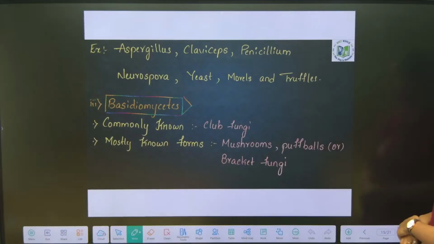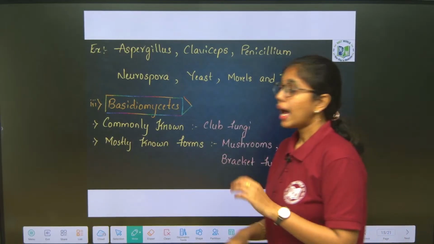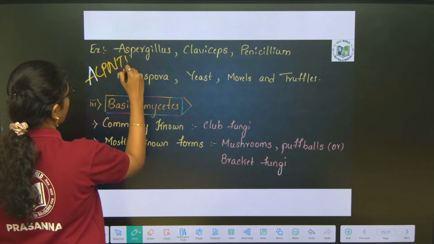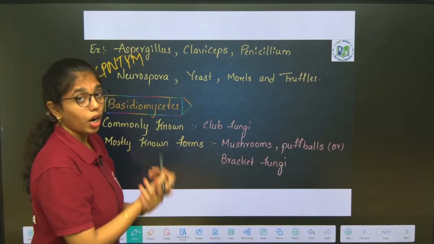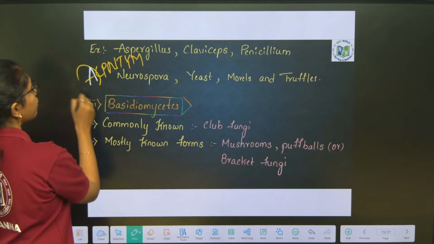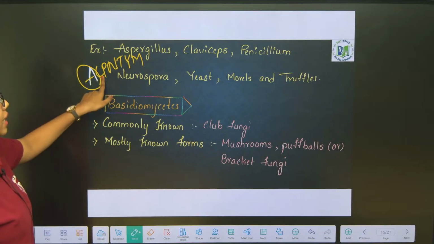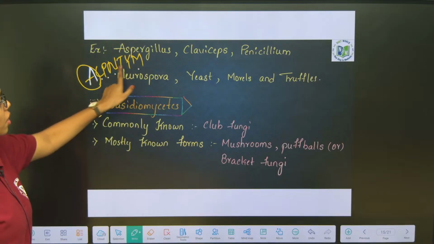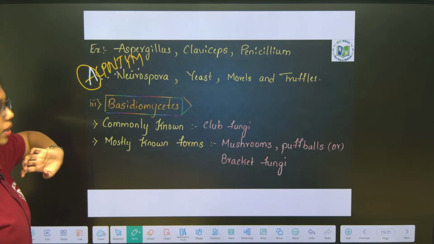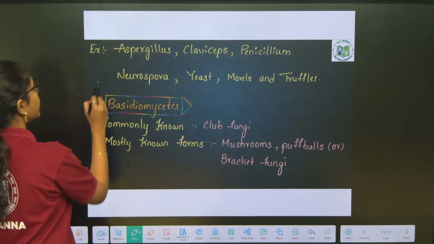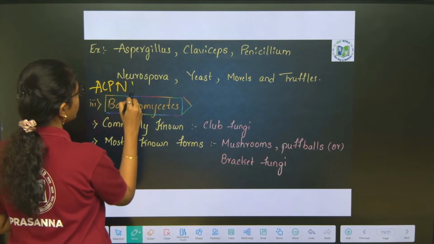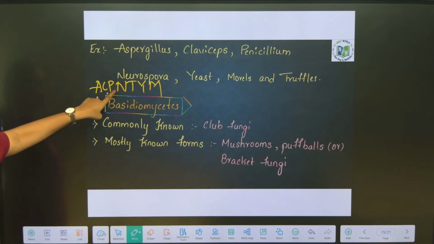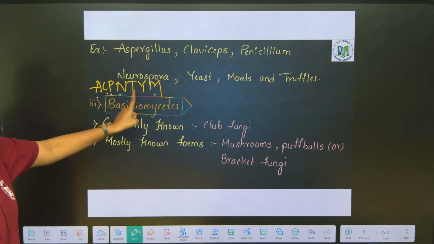Next, examples of ascomycetes. I can give you a mnemonic over here, that is ACP and T. This is the best mnemonic where you can remember all the examples of ascomycetes. A for aspergillus, C is claviceps, penicillium, neurospora, T is truffles, morels and truffles, and here Y is for yeast. You can remember easily. You can take down this mnemonic as well, ACP and T. Aspergillus, claviceps, penicillium, neurospora, morels and truffles, and then yeast.